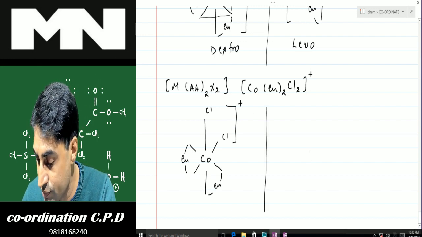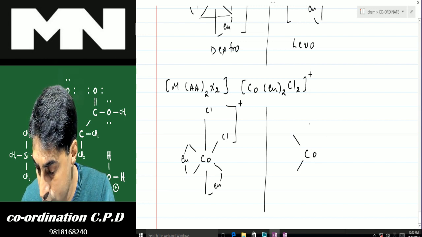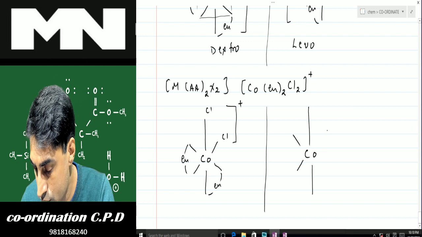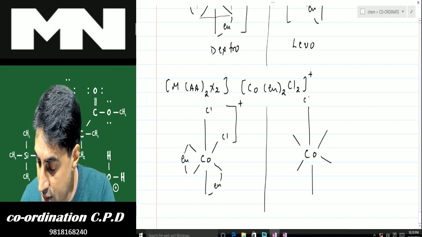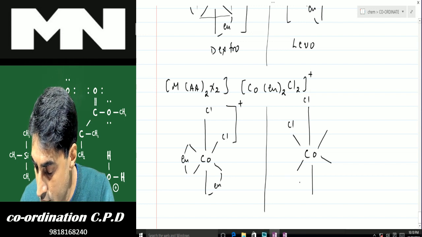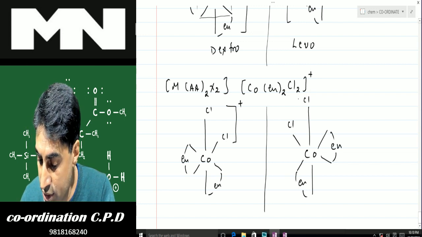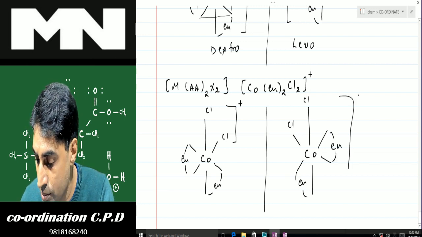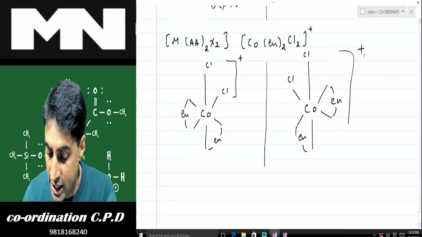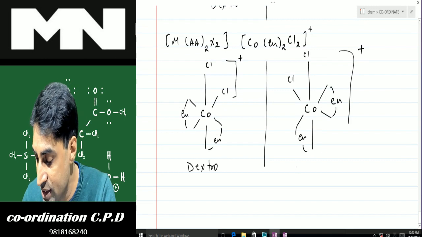You'll have a mirror image of this, CO, Cl, en. So in this one again, you will have +1 charge. If the first one is dextro, the second one is levo.